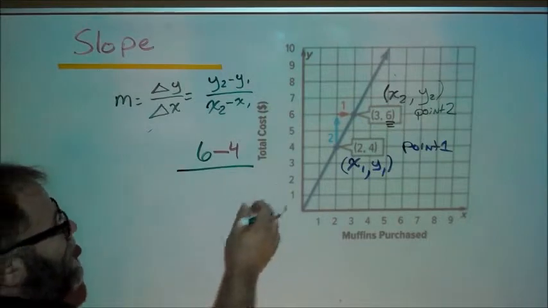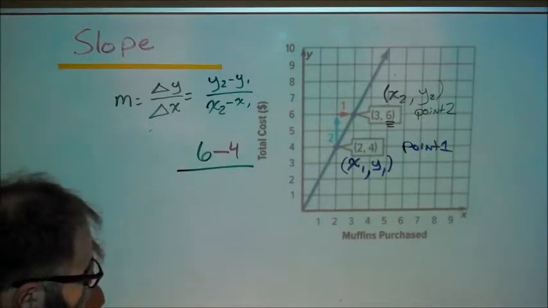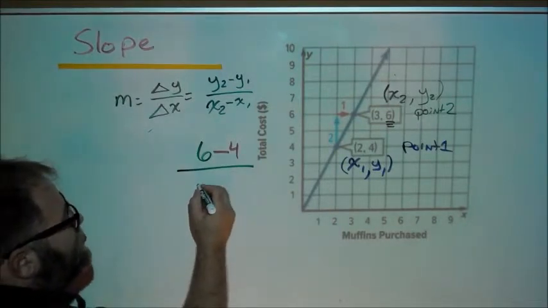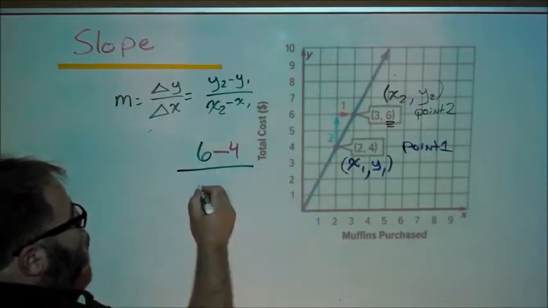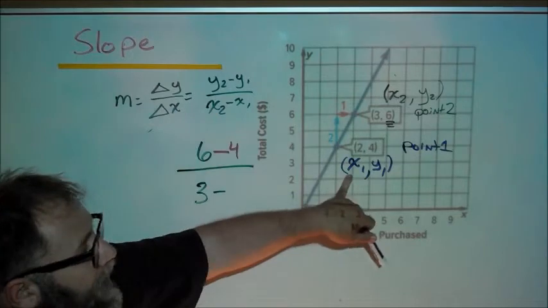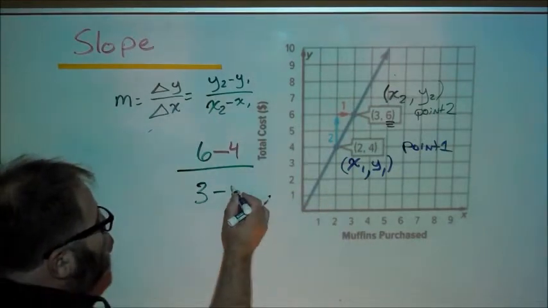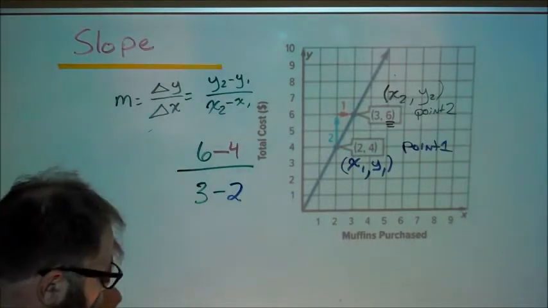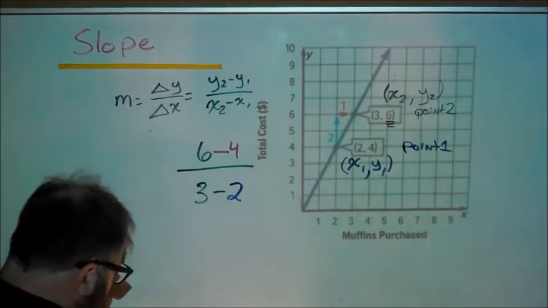And then I've got x sub 2, which I'm writing in green here, which is 3, minus, and then in purple, x sub 1, which is 2.